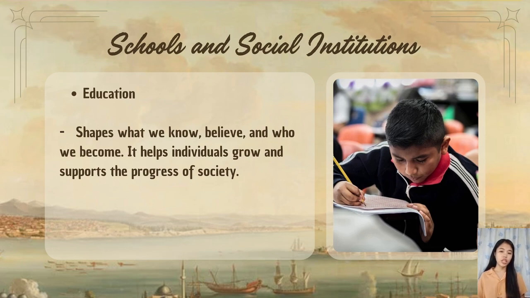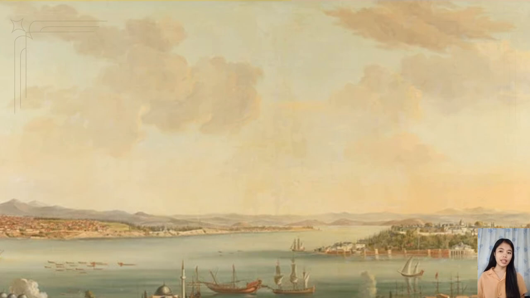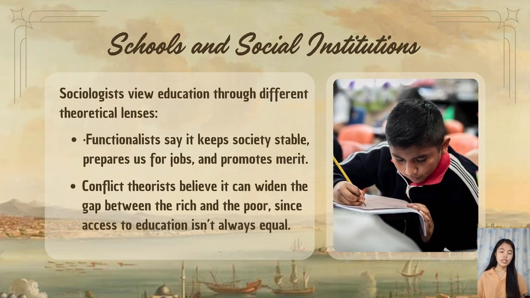Sociologists view education through different theoretical lenses. Functionalists believe that education is important for maintaining social order. It prepares people for a job, promotes meritocracy, and helps unite people through shared knowledge and values.